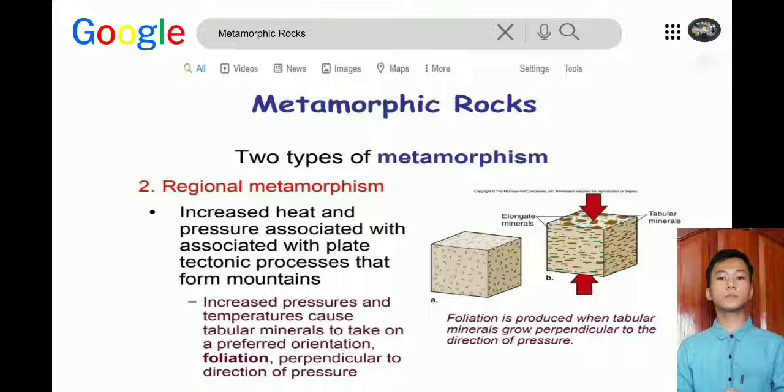The second type of metamorphism is regional metamorphism. Increased heat and pressure associated with plate tectonic processes that form mountains. Increased pressure and temperature cause tabular minerals to take on a preferred orientation, foliation, perpendicular to the direction of pressure. So foliation is produced when tabular minerals grow perpendicular to the direction of pressure.